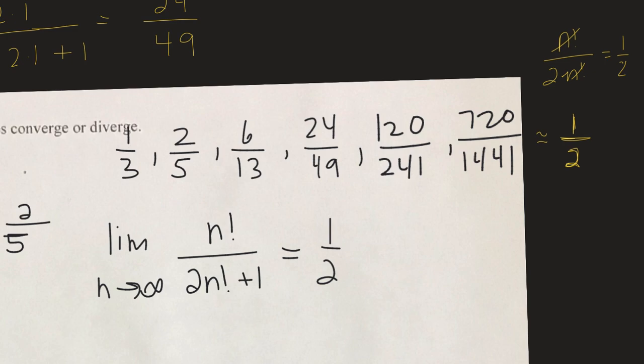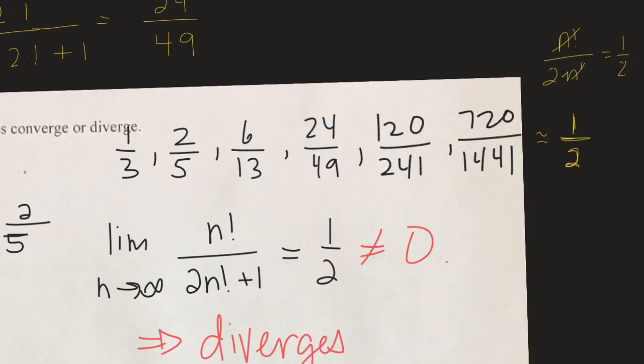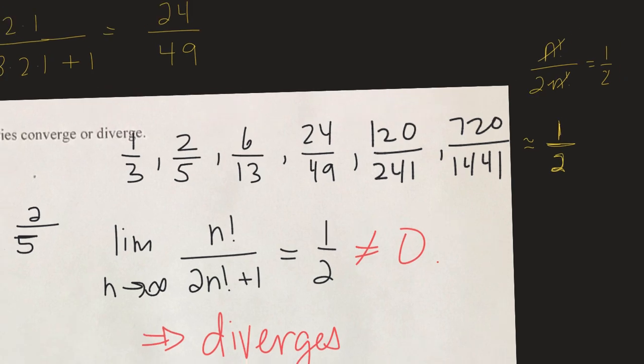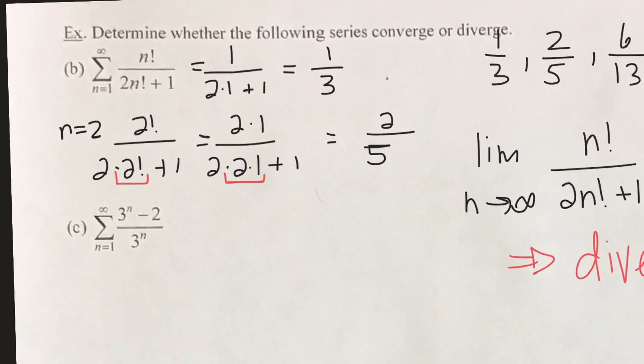So what does that mean for our sequence? That means that our series diverges because the limit does not equal 0. If our limit is anything other than 0, the series diverges. If we add up all these values, we're not going to get a single number. That's what that means. The nth term test allows us to do that.